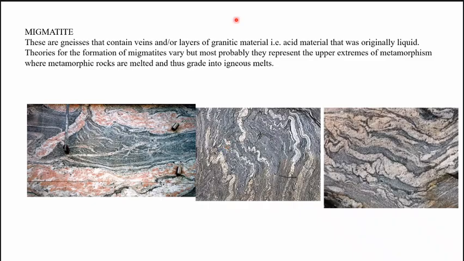So they represent the uppermost extreme of metamorphism. They are the highest grade of metamorphic rock that you can find, where the metamorphic rock has started becoming igneous again. It has started undergoing melting. I told you from the beginning that once melting starts, it is becoming igneous. It has started becoming a molten rock again, which is an igneous process. So migmatite is the highest grade.